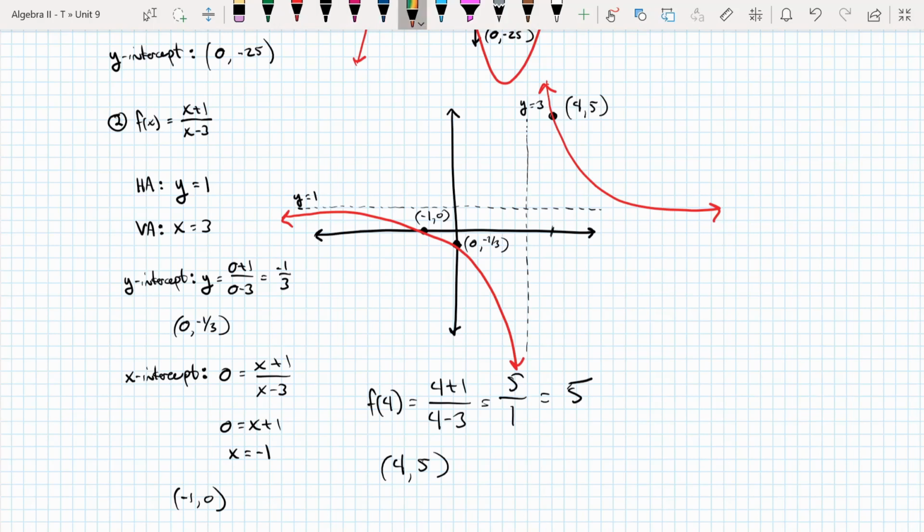There are the following steps: horizontal asymptote, vertical asymptote, y-intercept, x-intercept, and an additional coordinate point to understand the behavior on the other side of the vertical asymptote.